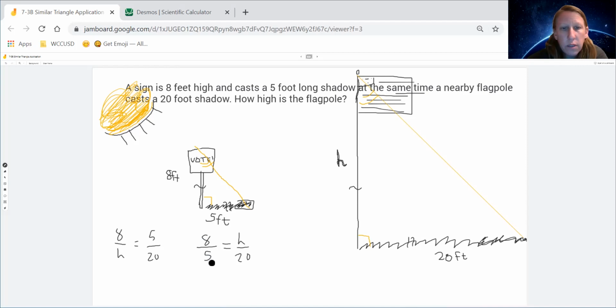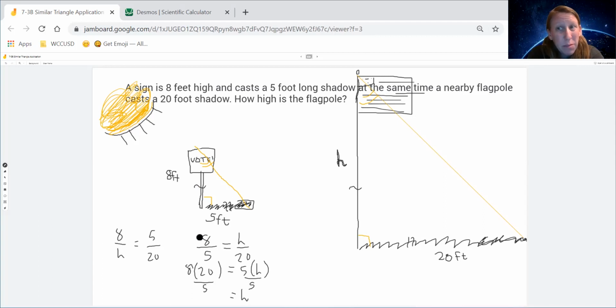I'm going to do this one in my head. I could do cross products. I could do 8 times 20. 8 times 20 is the same as 5 times h. And then I can divide both sides by 5. And then I could get what h is, the height of the flagpole. Okay, you could type that in, 8 times 20 divided by 5. Or you could think about it a little bit. What is 20 divided by 5?